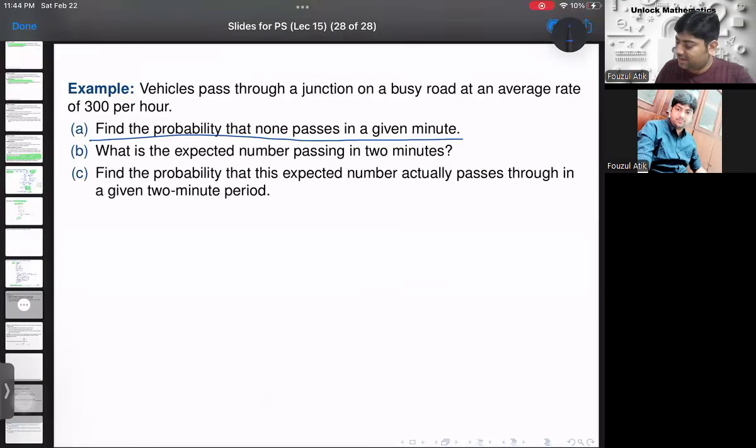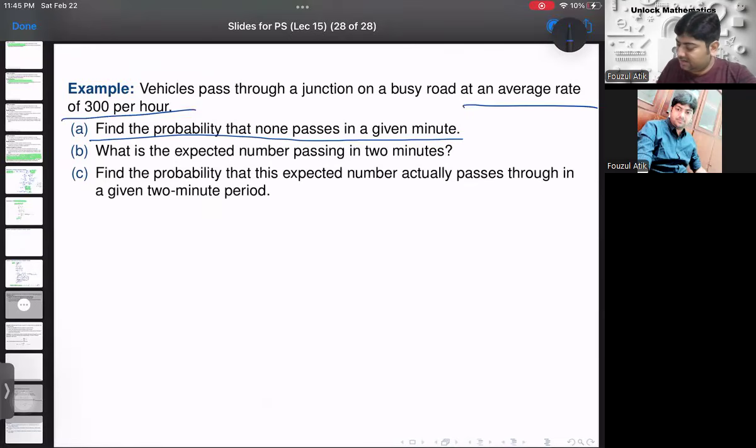We only know the average rate of how many vehicles pass. So definitely it will follow the Poisson random variable. Where we have in our hand an average, that average is the expectation, and this expectation is the parameter of the Poisson random variable. Therefore, it will follow the Poisson random variable. Right? Now, how to solve this first problem?